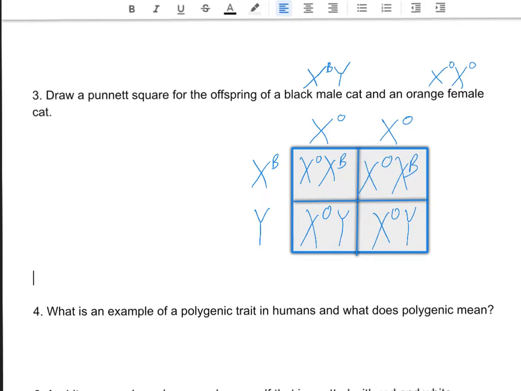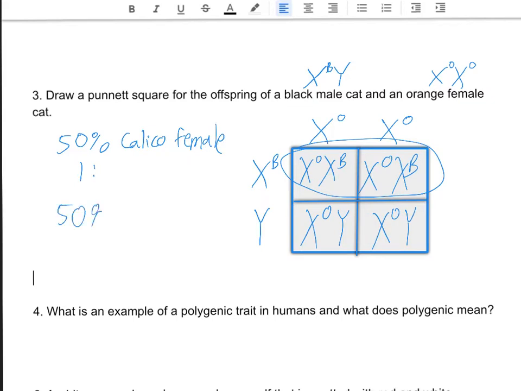So what we end up as a result is these two are both calico females, so females that have orange and black. So we could say 50% or 1 if we want to do it in ratios, calico female, to 50% or 1, these would be orange males. So only the female cat can have orange and black, because only the female cat has 2 X chromosomes.